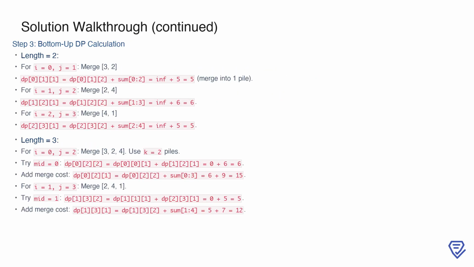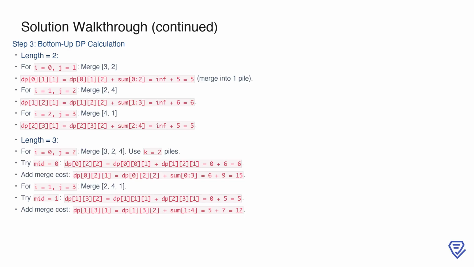Now, we calculate the dp values in a bottom-up manner, starting with subarrays of length 2. For i equals 0, j equals 1, merging 3, 2 into one pile involves adding the cost of merging into two piles, which is initially infinity, and the sum of the subarray, 5. This gives dp[0][1][1] equals 5. Similarly, for i equals 1, j equals 2, merging 2, 4 costs 6, and for i equals 2, j equals 3, merging 4, 1 costs 5.